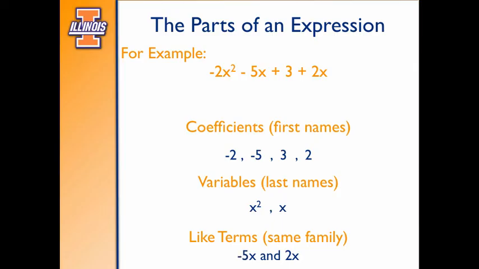And now let's check out the like terms. So here we only have two like terms. Negative 5x and 2x are the only two parts of this expression that have the same last name.